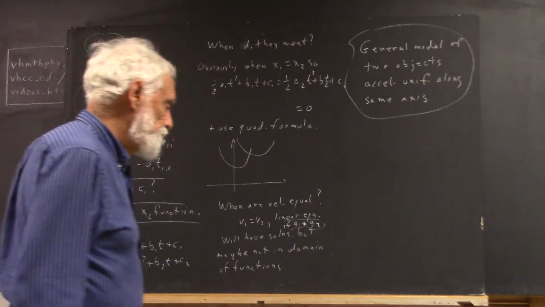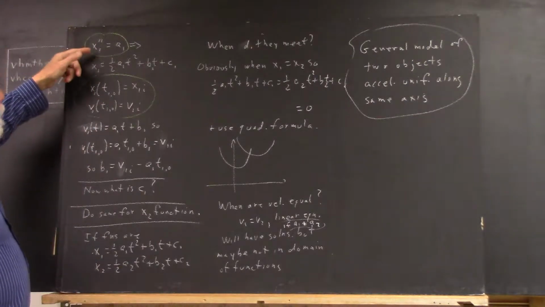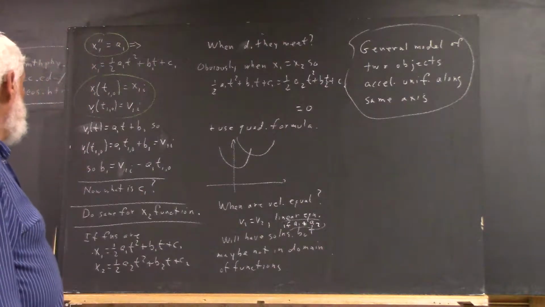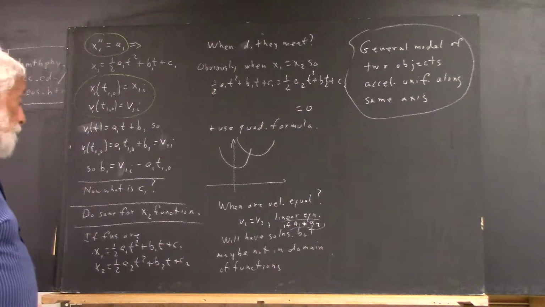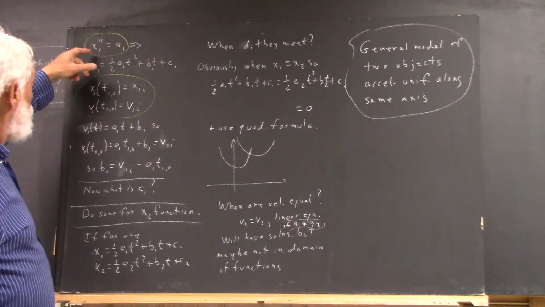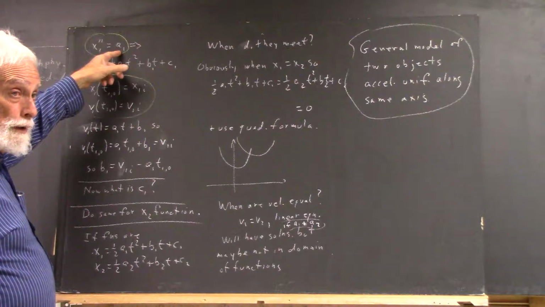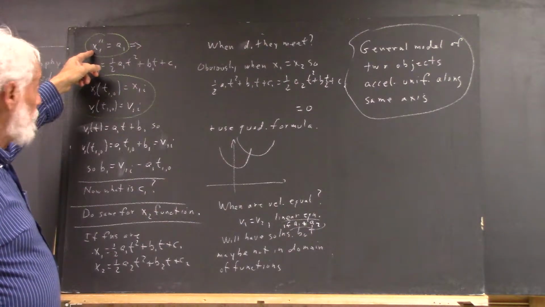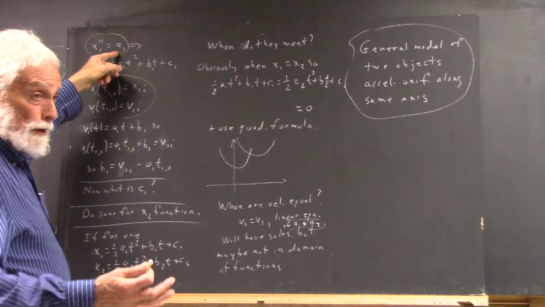Okay, so let's let x1 be the position of the first object. Now, x1, of course, is a function of t, and I haven't written the t dependence there. And we're going to have an x2. It's going to be similar. The acceleration of the x1 object is going to be a1, which means that the second derivative of the position of the first object is going to be a1. Okay, so that's our starting point.